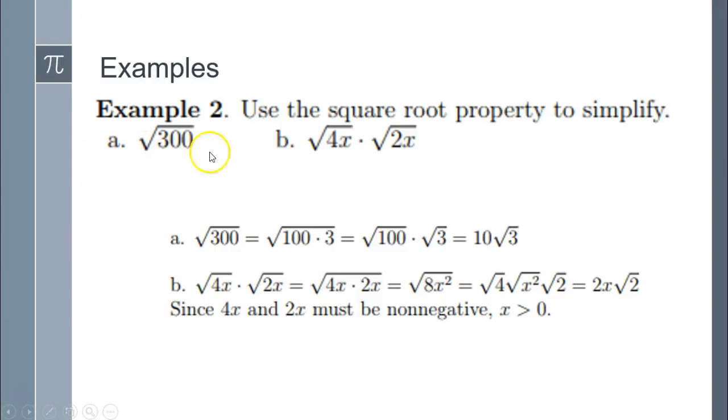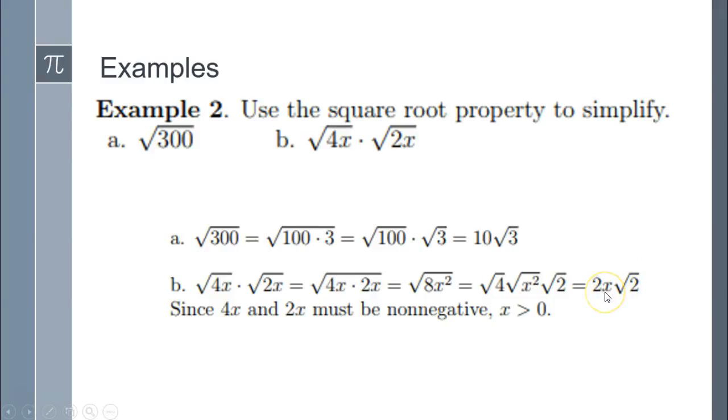Now that's using the square root property to break up the radicand. Here we're going to simplify this by making a single radicand and seeing if there are any perfect squares in it. So I take the 4x and multiply it by the 2x and I get 8x squared. Well, 8 can be written as 4 times 2. So I get the square root of 4, and x squared is a perfect square, so I get the square root of x squared times the square root of 2. So this says 2x square roots of 2.